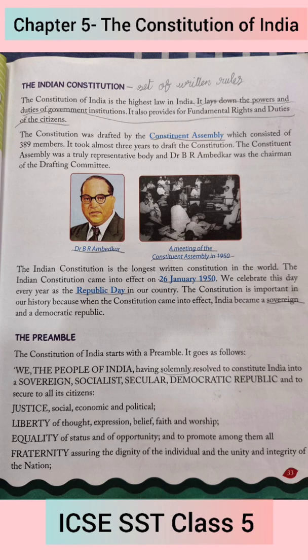The Constitution was drafted by the Constituent Assembly, which consisted of 389 members. It took almost 3 years to draft the Constitution. The Constituent Assembly was a truly representative body, and Dr. B.R. Ambedkar was the chairman of the drafting committee. So you can see Dr. B.R. Ambedkar in the picture and a meeting of the Constituent Assembly in 1950.